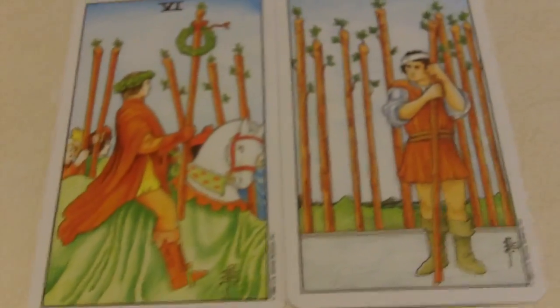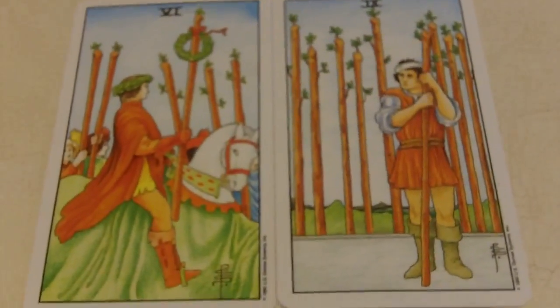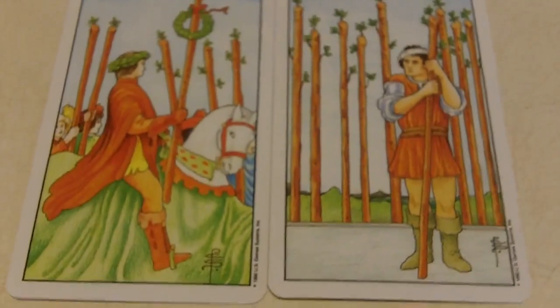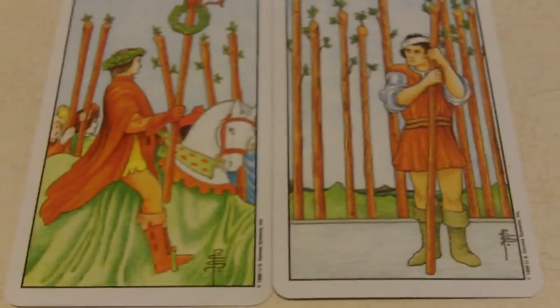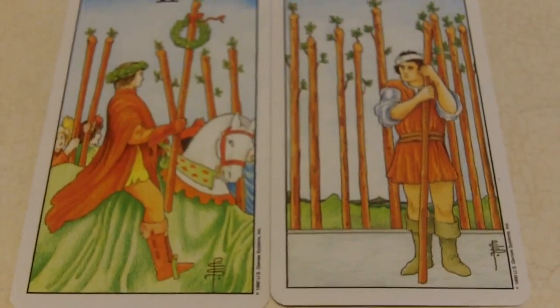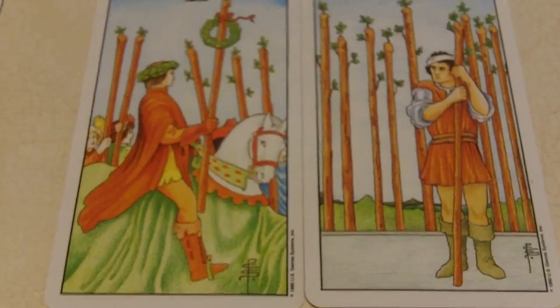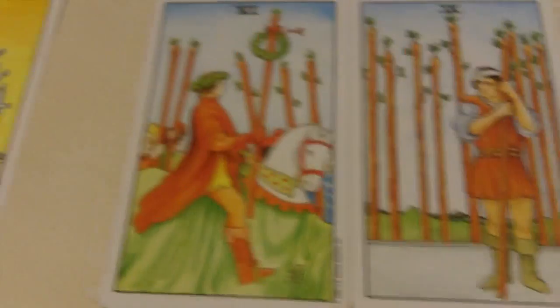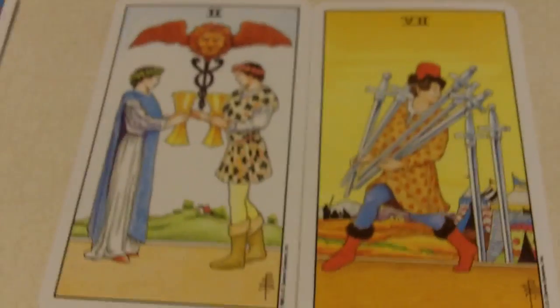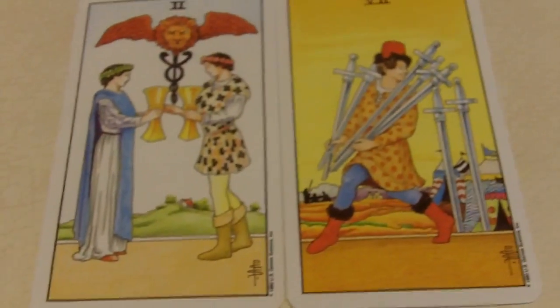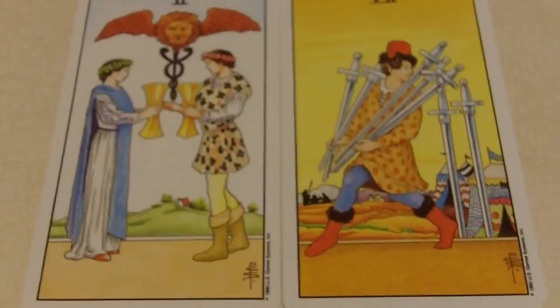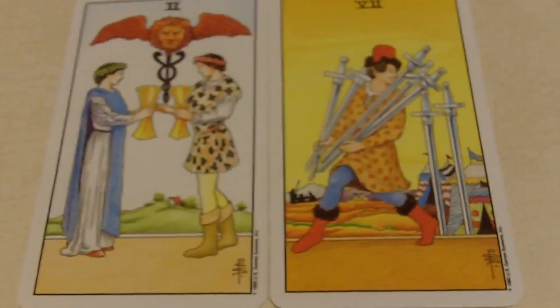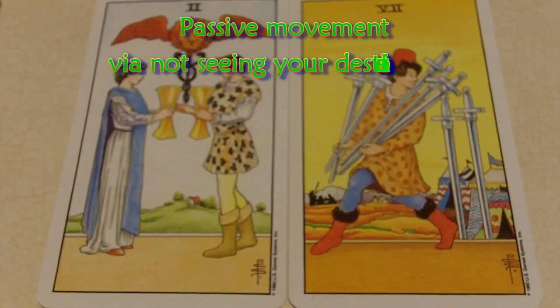A passive kind of movement could also be like when you were a kid and you get in trouble with your parents and they tell you to come here and you don't want to come here because you know you're in trouble, you know something bad's going to happen, but you have to go. So that's more of a passive movement. Here also you have what could be a passive movement. Here he's not really paying attention to where he's going. It's more of a passive style to me than an active style.